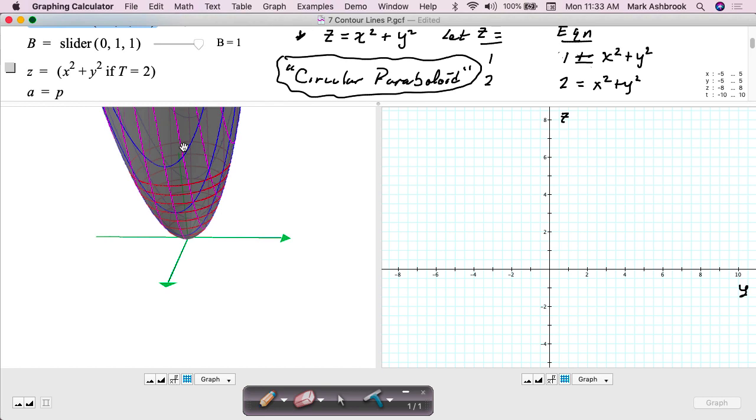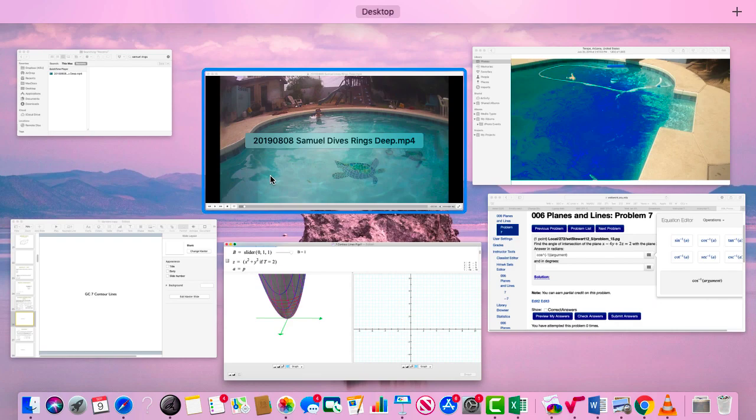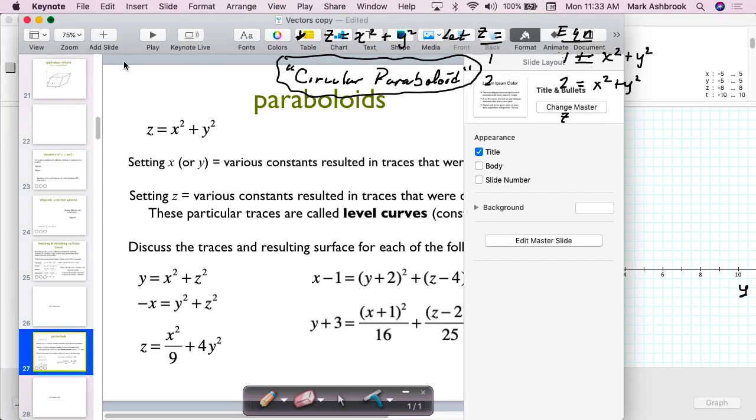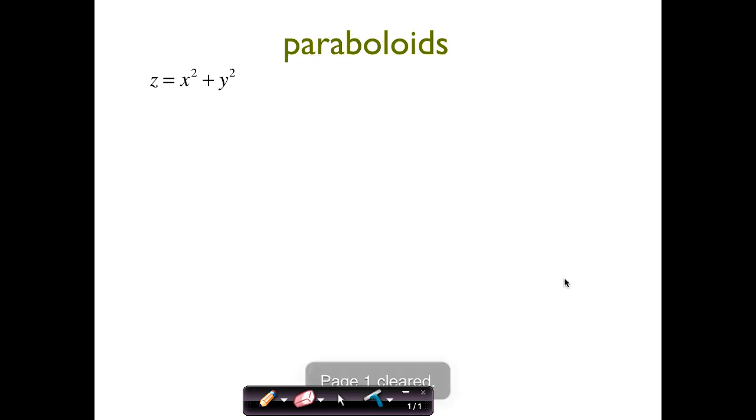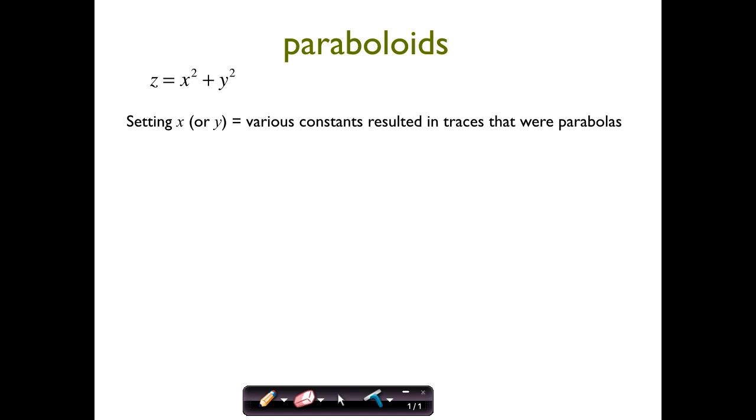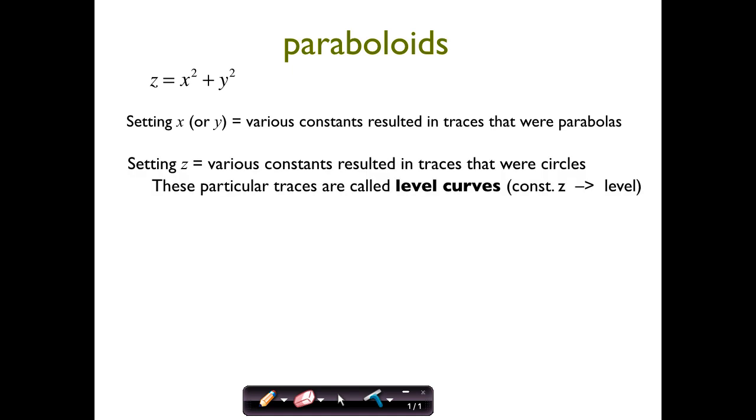So let's practice all that in the equations. We're talking about paraboloids here. Here's our reference paraboloid, the one we just did. It's kind of like our y equals x squared in R2. Traces for a constant z are called level curves.